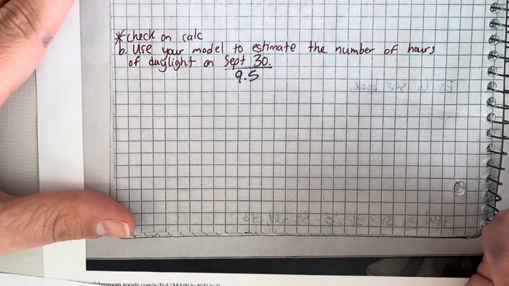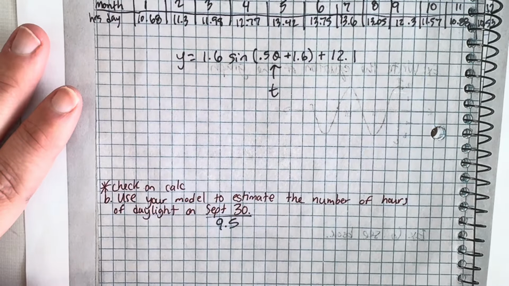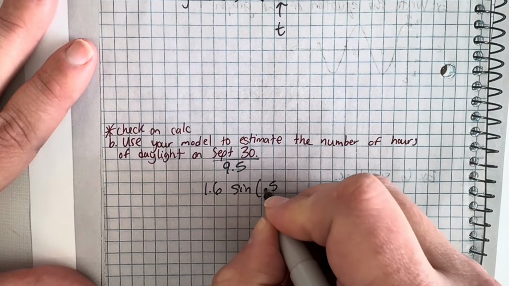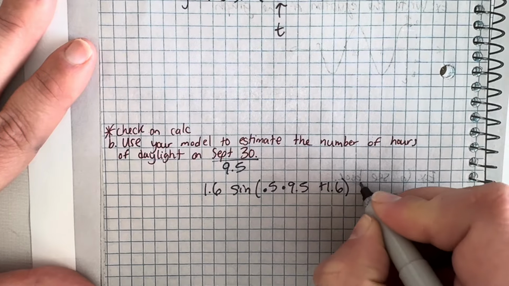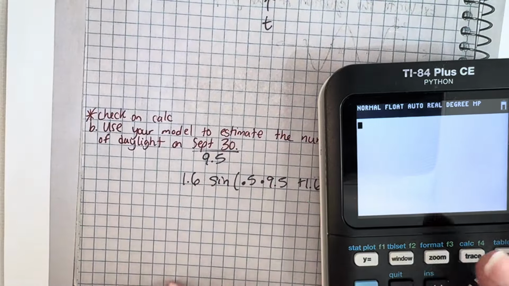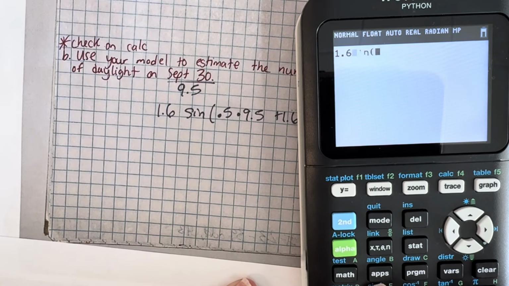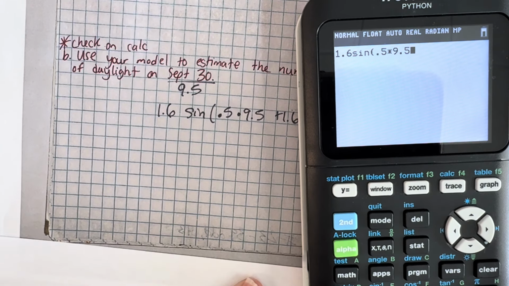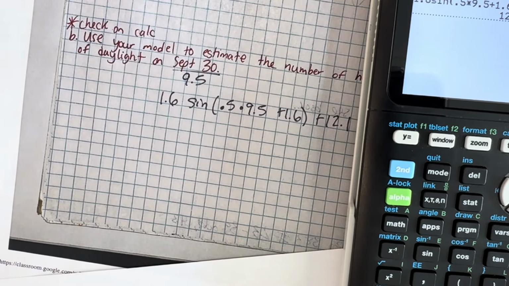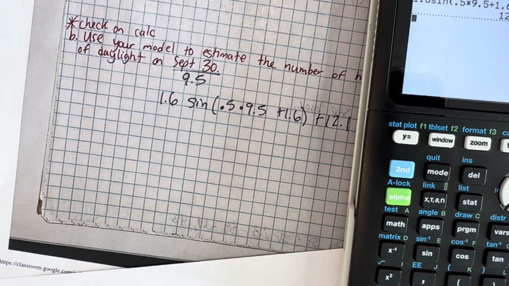So we are going to plug in 9.5 where our theta is right here. That theta is representing our time, so we could have put that in as a time in our graph there. So I'm going to take this, and instead of a theta, I'm going to put in 9.5 and see what that comes out to. I'm going to put it in here, make sure my mode is correct, since I don't know where this calculator came from. 1.6 sine of 0.5 times 9.5 plus 1.6 plus 12.1, and that comes out with 12.2. Okay, it looks like in the book the answer comes out to 11.95.